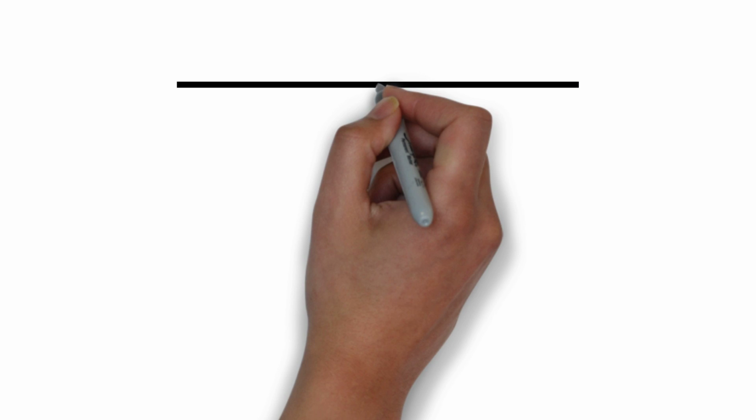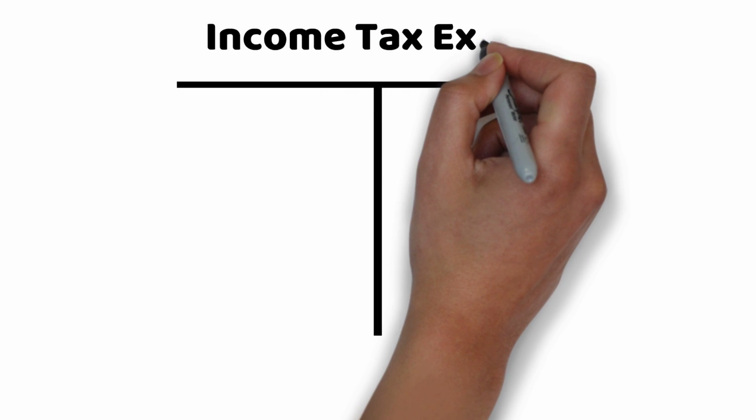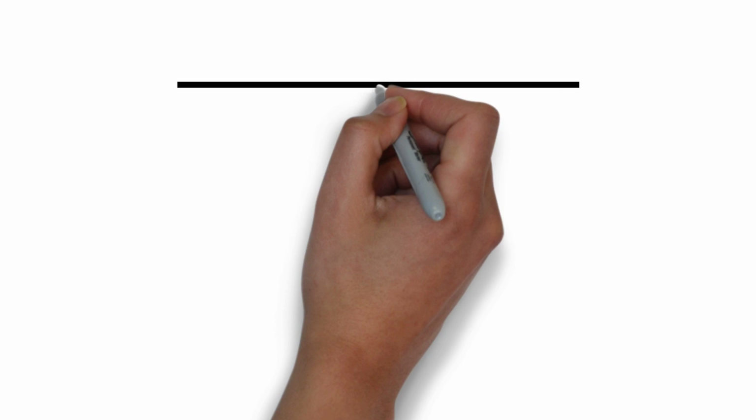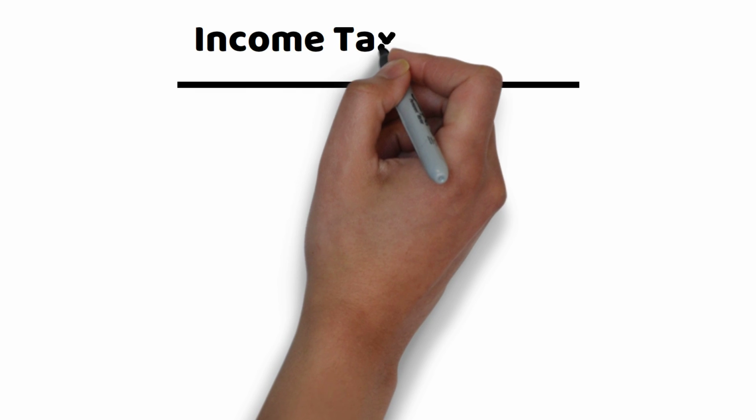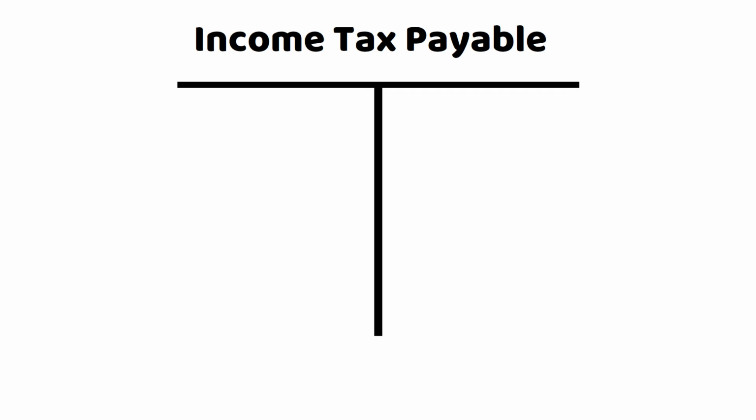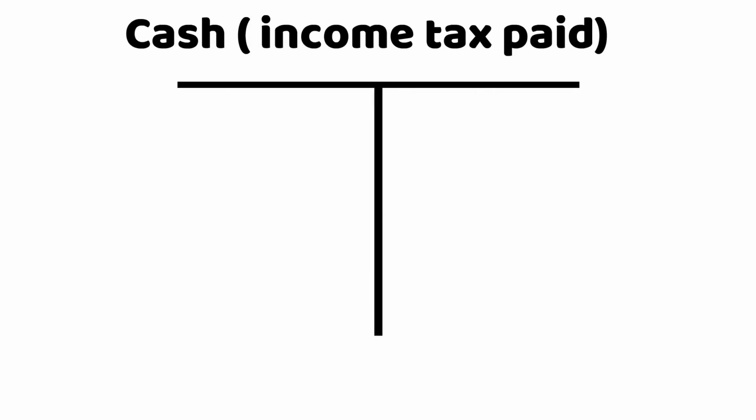So let's first set up three T accounts. The first one is the income tax expense account. The second one is the income tax payable, which is a liability account. And the last one is the cash account. So this is the income tax paid.